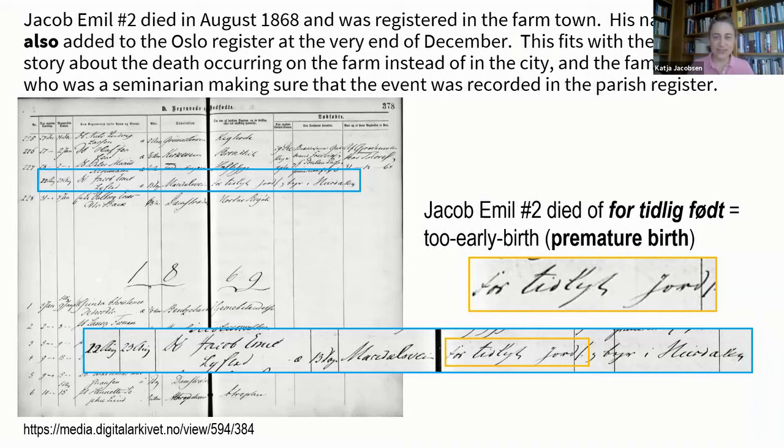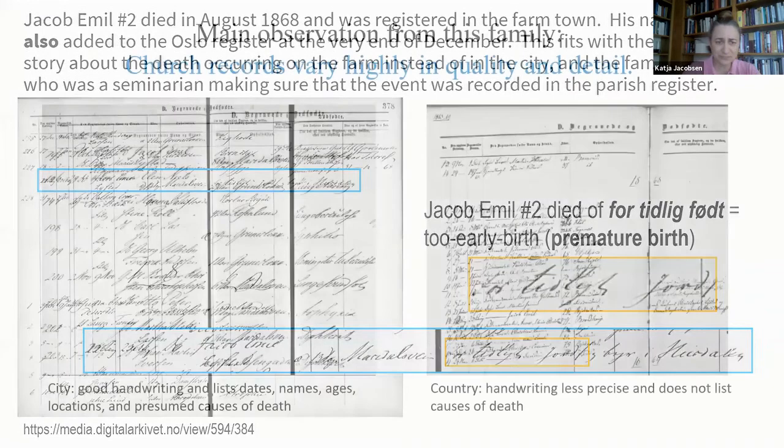And so the death of this baby is registered twice. In this register in the city, the cause of death is listed as being born too early. And so this was a premature birth, probably a very tiny baby who was not able to survive.